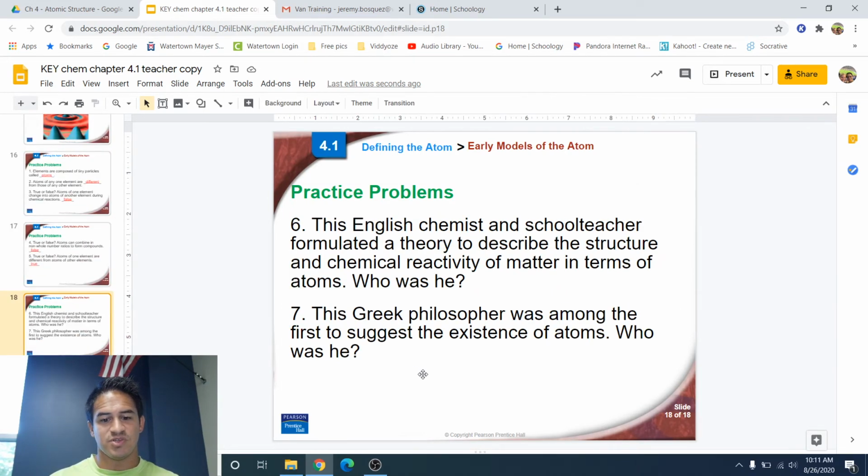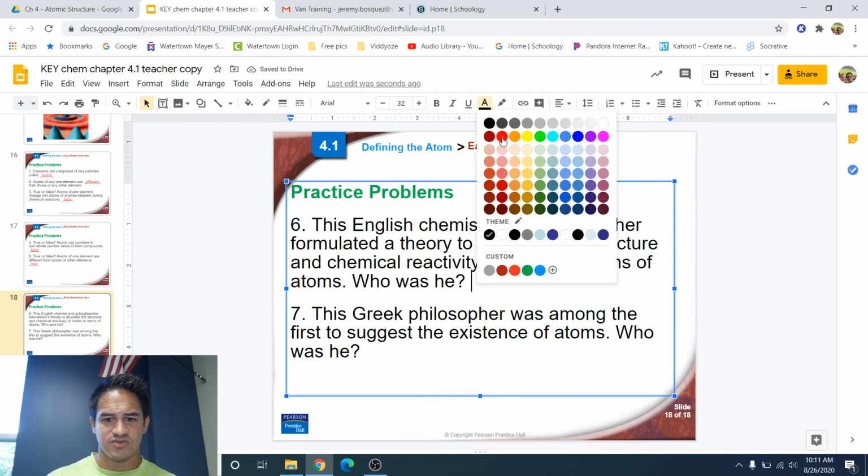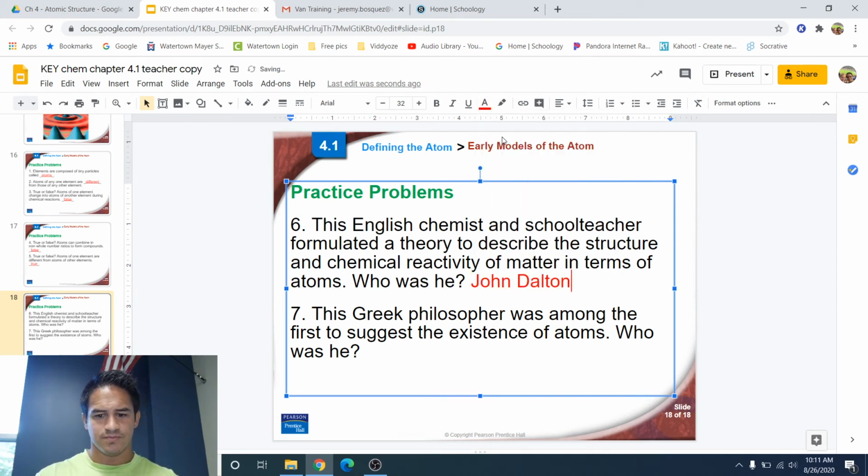All right, last 2 questions. Number 6, the English chemist and school teacher who formulated a theory to describe the structure and chemical reactivity of matter in terms of atoms. Who was he? This is, of course, John Dalton, who is one of the scientists from this section that you'll need to know.